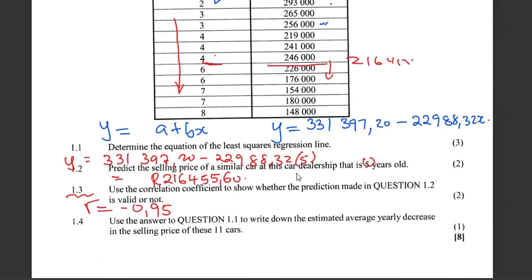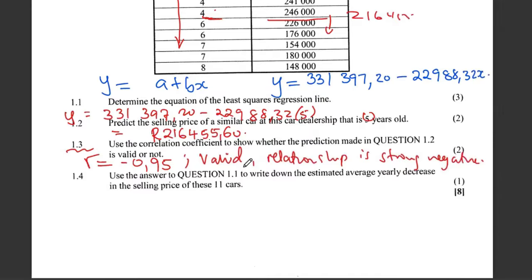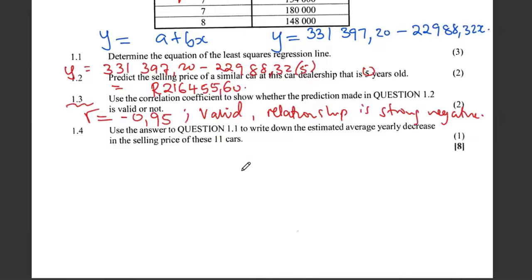Okay, so use the correlation coefficient to show that the prediction made in 1.2 is valid. So this one is valid. Why? Because the correlation coefficient or the relationship is strong and negative. It's negative and strong.